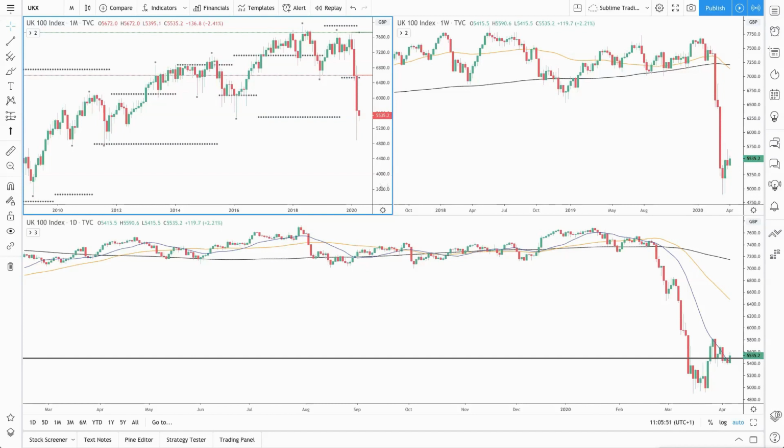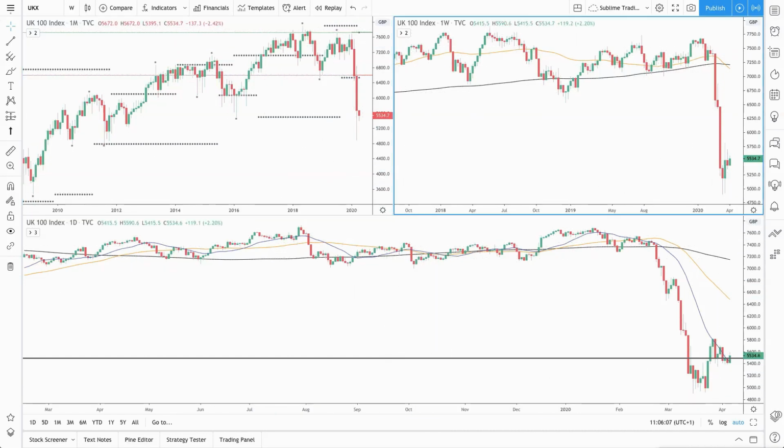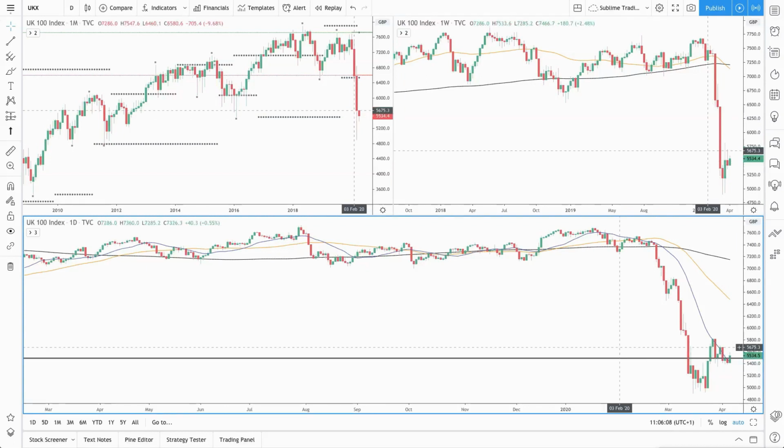Okay, so let's have a catch up with how we ended last week and potentially what we could see today and even through to the rest of this week. So let's start with the FTSE 100. Now, this is our three-screen setup. We have the monthly in the top left, weekly in the top right, and the daily chart here at the bottom.